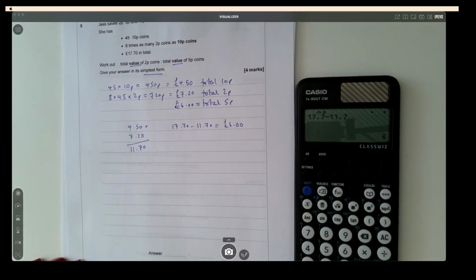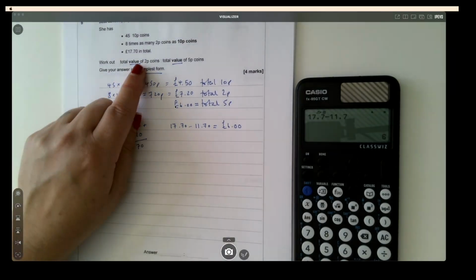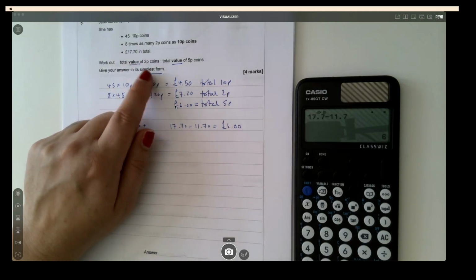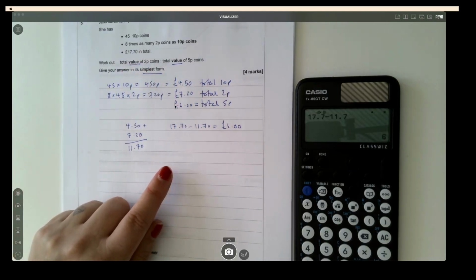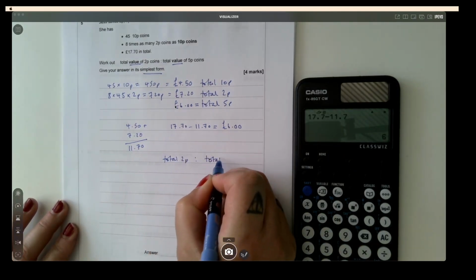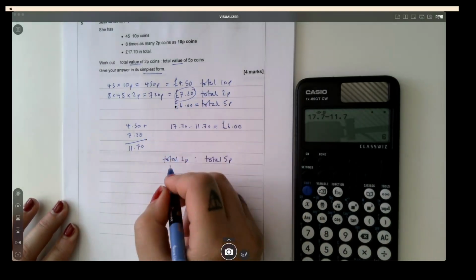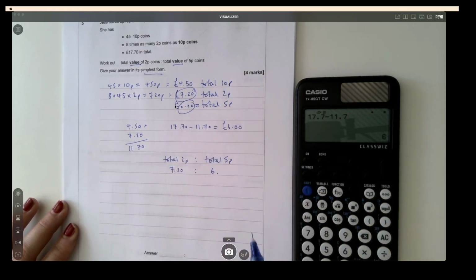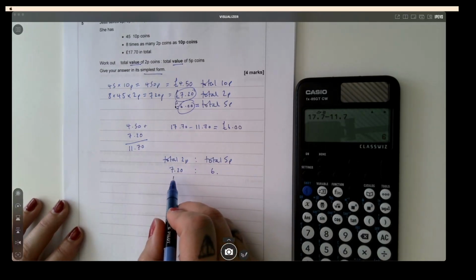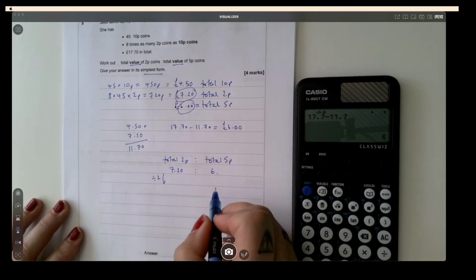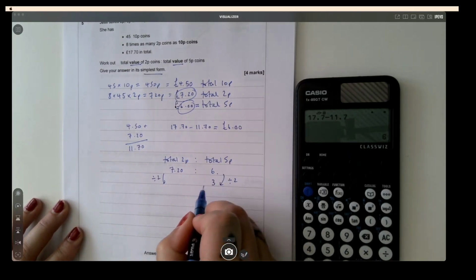So now we have to write our final ratio. They want the total value of the 2p coins to the total value of the 5p coins, but we have to do it in our simplest form. So let's write the values we have now. Total of 2p to the total of 5p. The total of 2p was £7.20. Total of 5p was £6. Now we need to get it into our simplest form. So what I'm going to do is divide them both by 2. That gets us to 3.